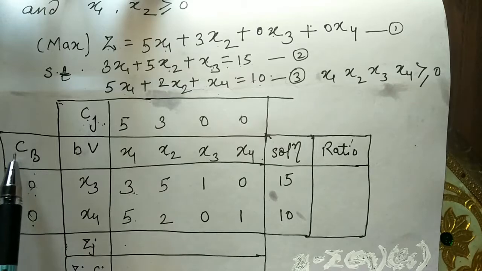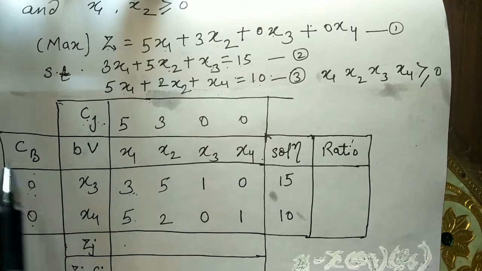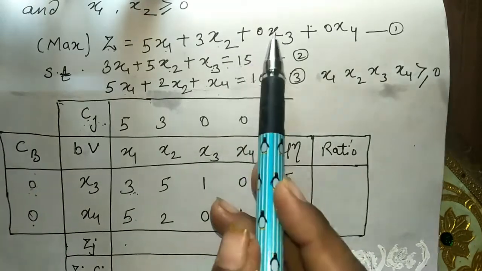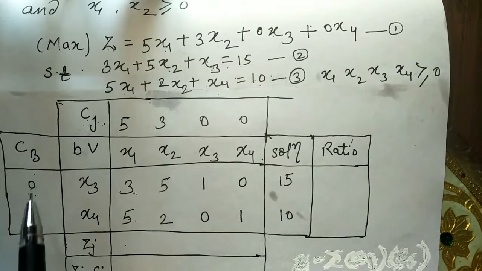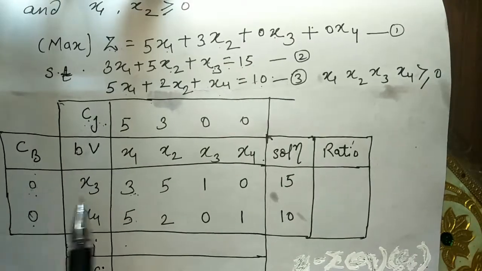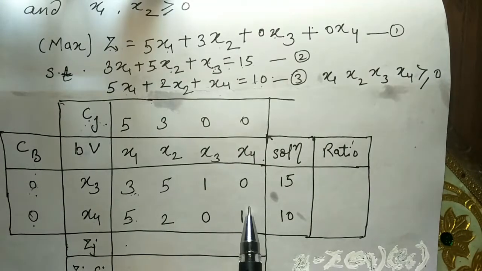This is coefficients of basic variables. Basic variables are two slack variables, x3 and x4. Coefficient of x3 and x4 are 0 and 0. So here we put 0 and 0, and the variables are x3 and x4. This is our basic matrix.